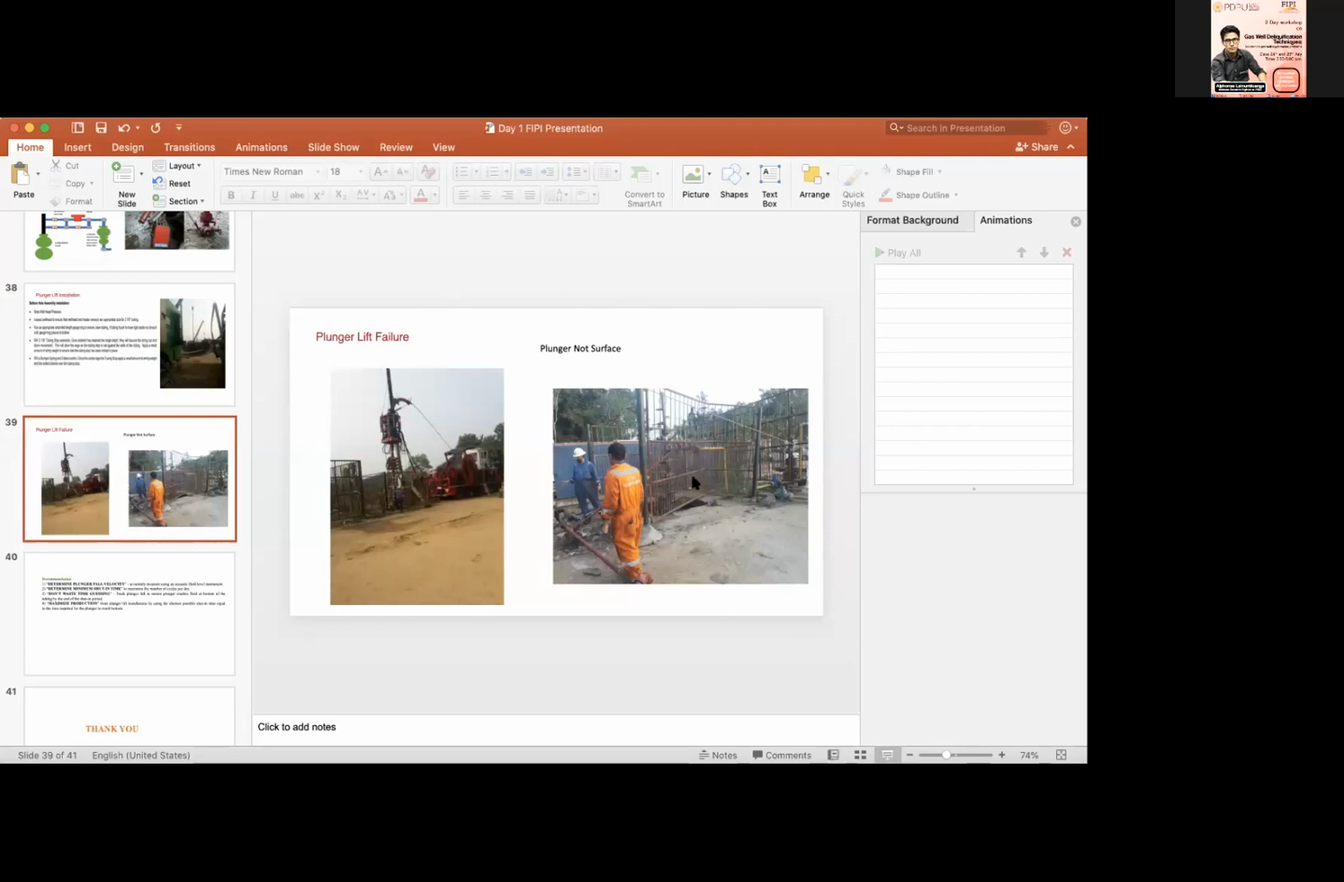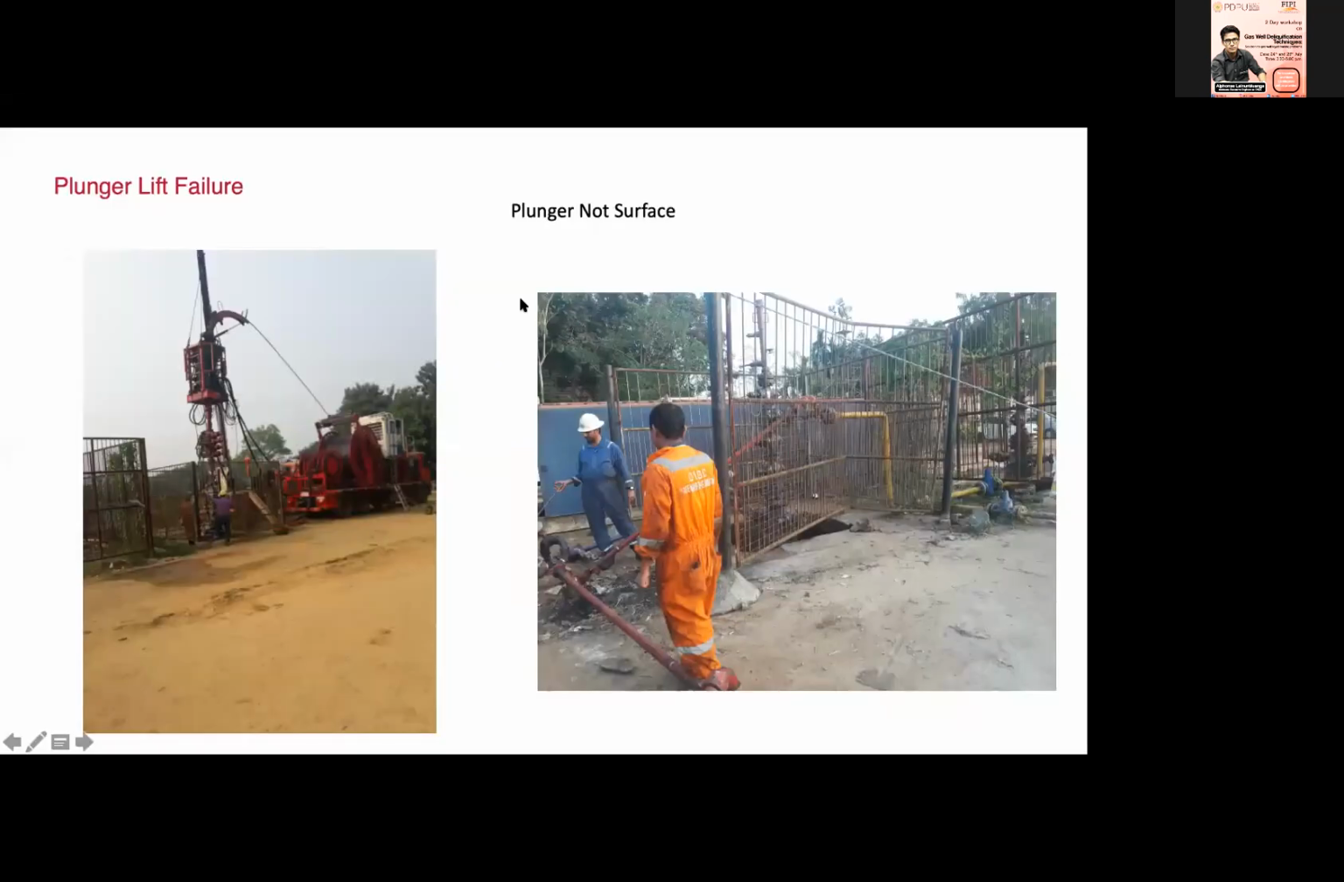So the problem here was that when we tried to use the plunger in this well, at a depth of around 2,500, the plunger was around 2,600 meter. And at around 2,500 meter, there was a dogleg severity of 3.6. Above that, there was a dogleg severity of 3.2. So because of that dogleg severity, our plunger was stuck there. So it is very critical to determine all the dogleg severity for your well before you are using your plunger.